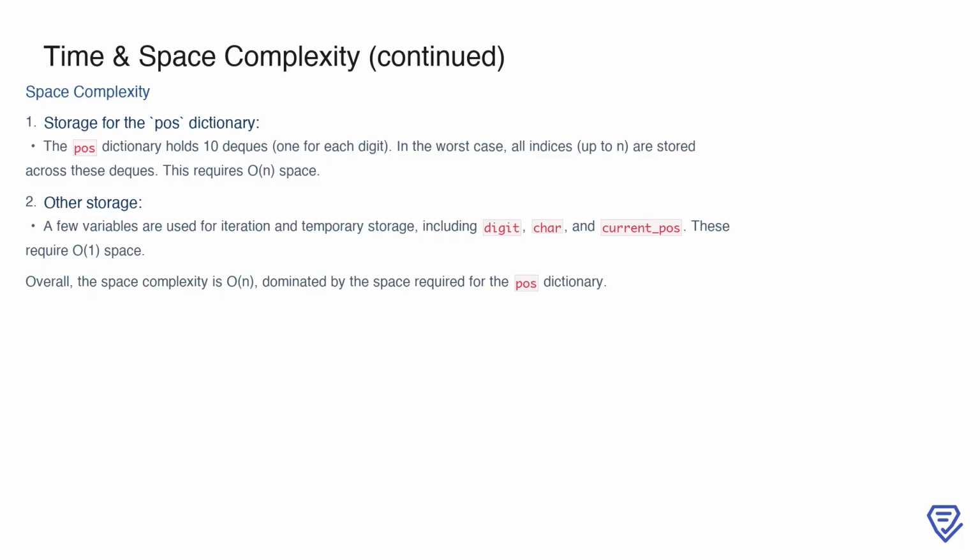Next, we analyze the space complexity of the algorithm. The main contributor to space usage is the POS dictionary, which holds 10 deques, one for each digit from 0 to 9. In the worst-case scenario, all indices of the string S, up to n indices, could be stored across these deques. As a result, the space required for the POS dictionary is O(n). Aside from this, the algorithm uses a few auxiliary variables such as digit, char, and current_POS for iteration and temporary storage, but these variables require only constant space, or O(1). Therefore, the overall space complexity is O(n), with the POS dictionary being the dominant factor.